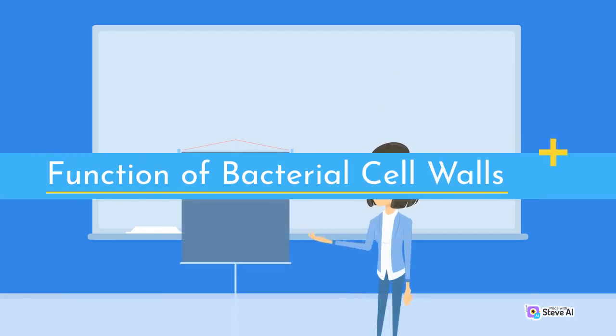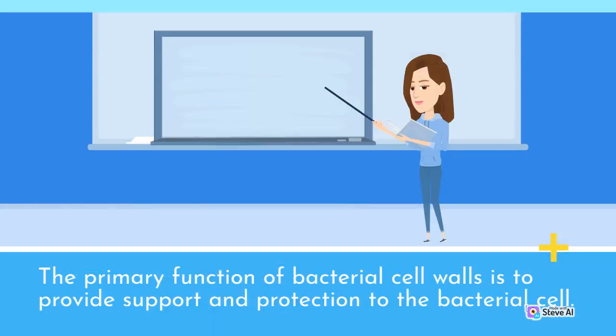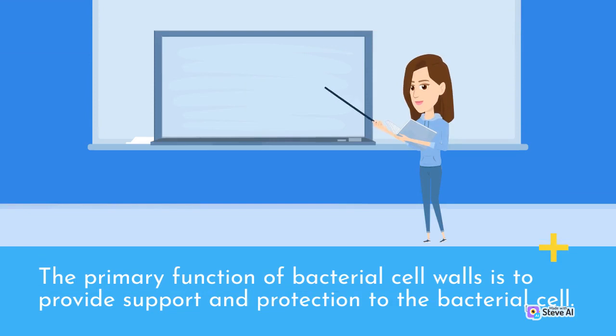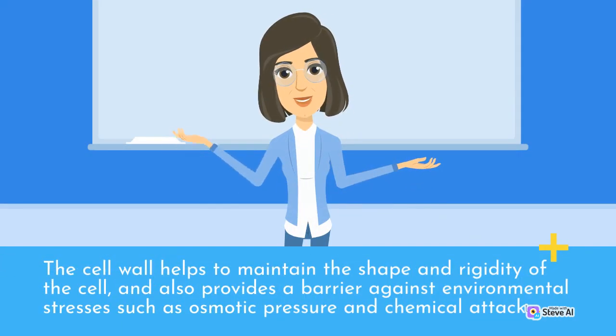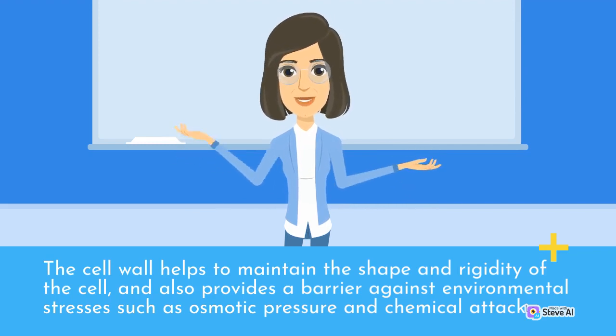Function of bacterial cell wall. The primary function of bacterial cell walls is to provide support and protection to the bacterial cell. The cell wall helps to maintain the shape and rigidity of the cell, and also provides a barrier against environmental stresses such as osmotic pressure and chemicals.